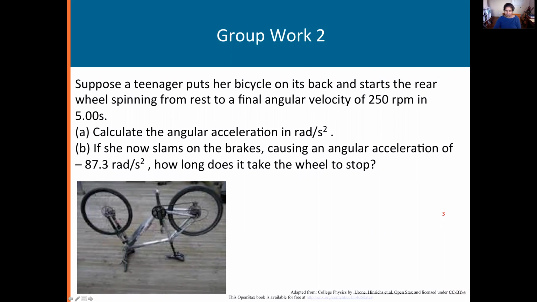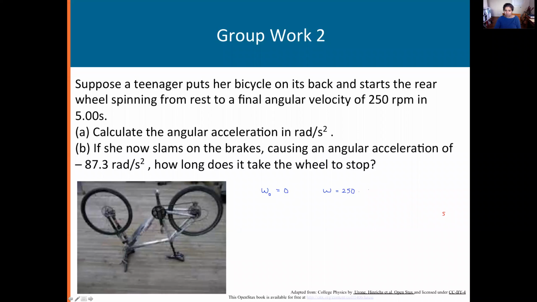Okay, so if we want to write down the information that was given to us in this problem, what do we have to write? Rear wheel starts spinning from rest. That means my initial angular velocity was 0. And it goes to a final angular velocity, omega, of 250 revolutions per minute. We want to be in radians per second, so we want to convert this 250 to radians.